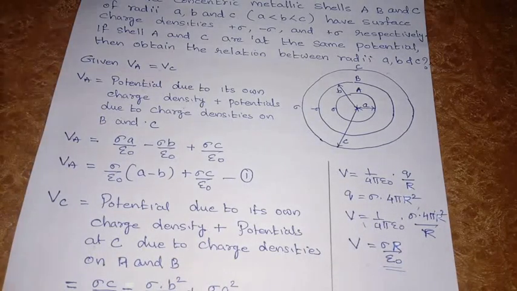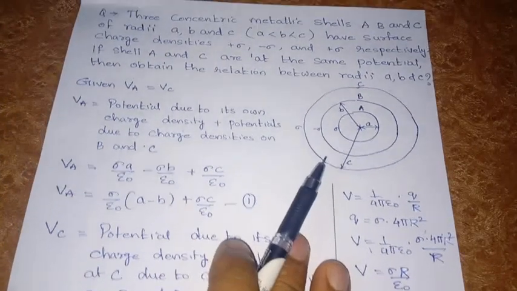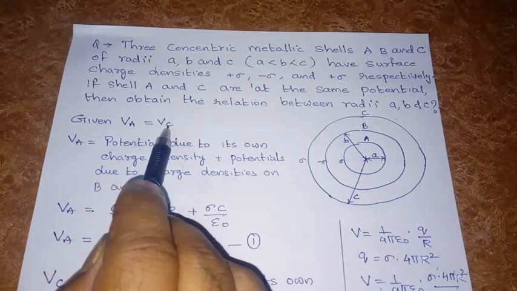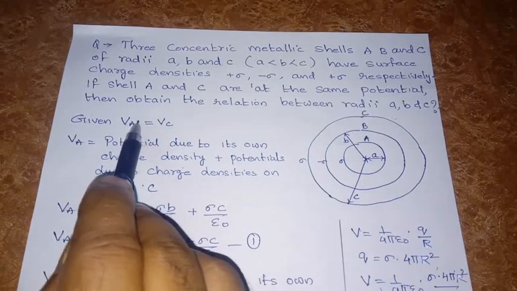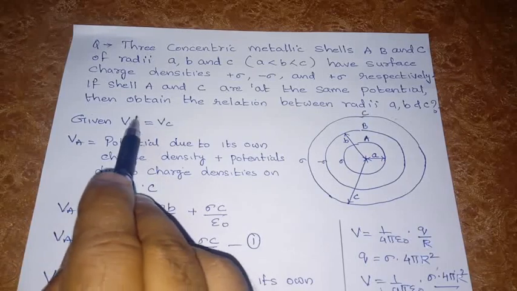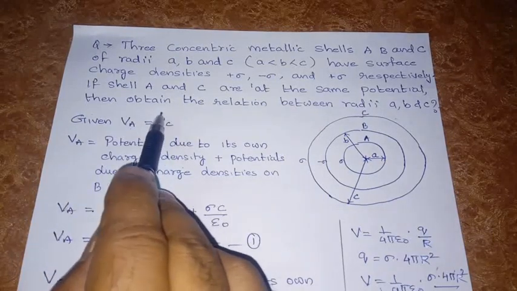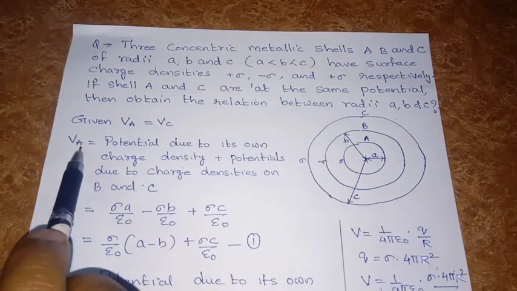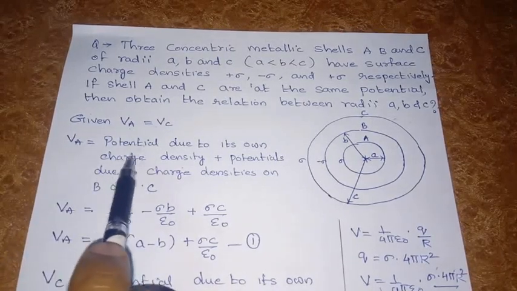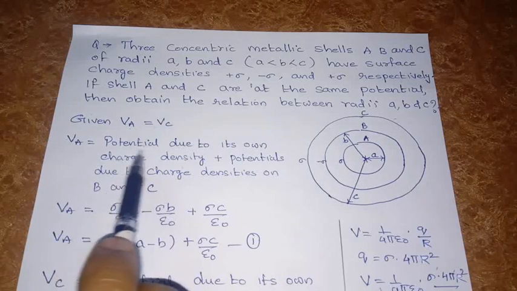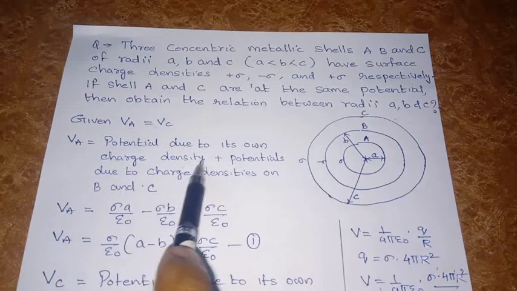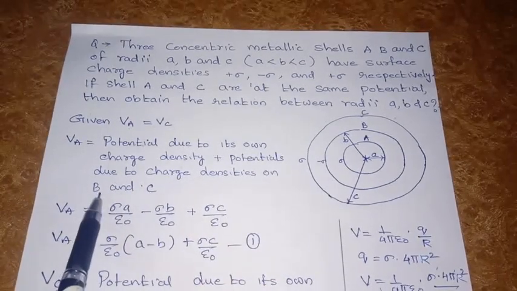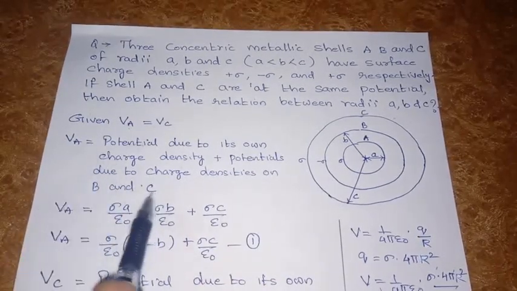Now let us analyze the situation very carefully. One thing is given, potential at A is equal to potential at C. The total potential at the surface of A, VA, is equal to total potential at the surface of C, VC. Now what is potential at A? Potential at A is the sum of two things: potential due to its own charge density plus potential due to charge densities on B and C. Why is it like that?